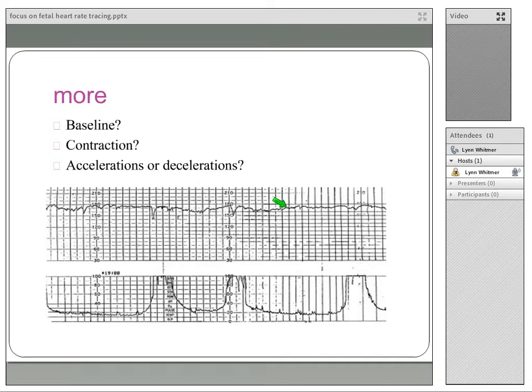Now we understand that to identify what type of decelerations, we have to look at contractions. And we see that that decel kind of goes right with the contraction. But we also know it's very sharp and returns to baseline very rapidly. And do you remember what kind of deceleration that was? If we look over here, we see the same thing, a sharp deceleration down and back. We know that that is a cord compression.